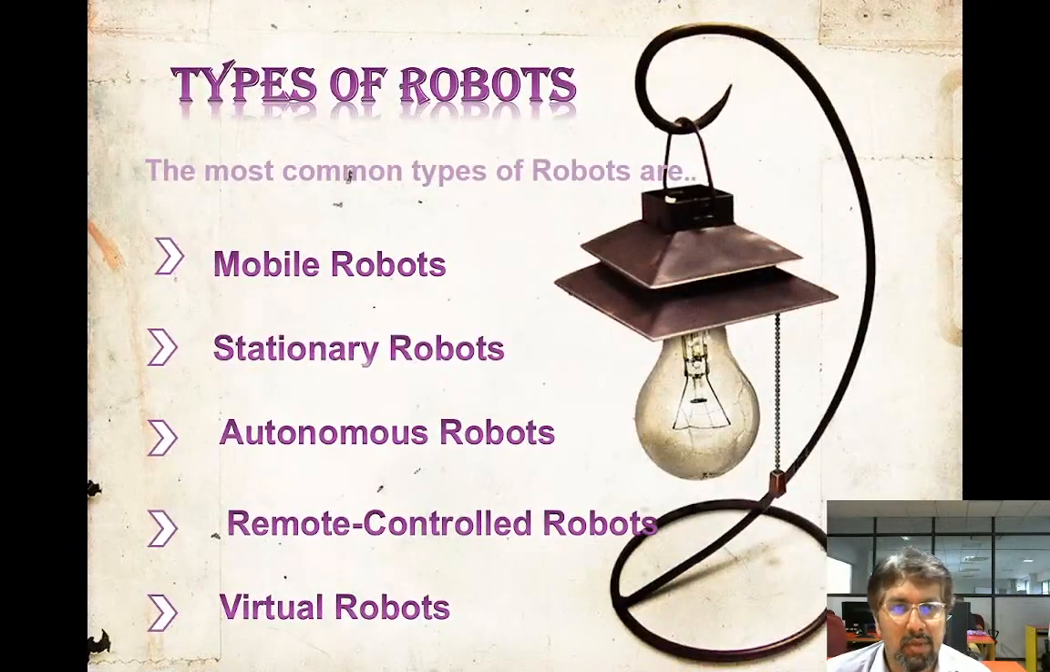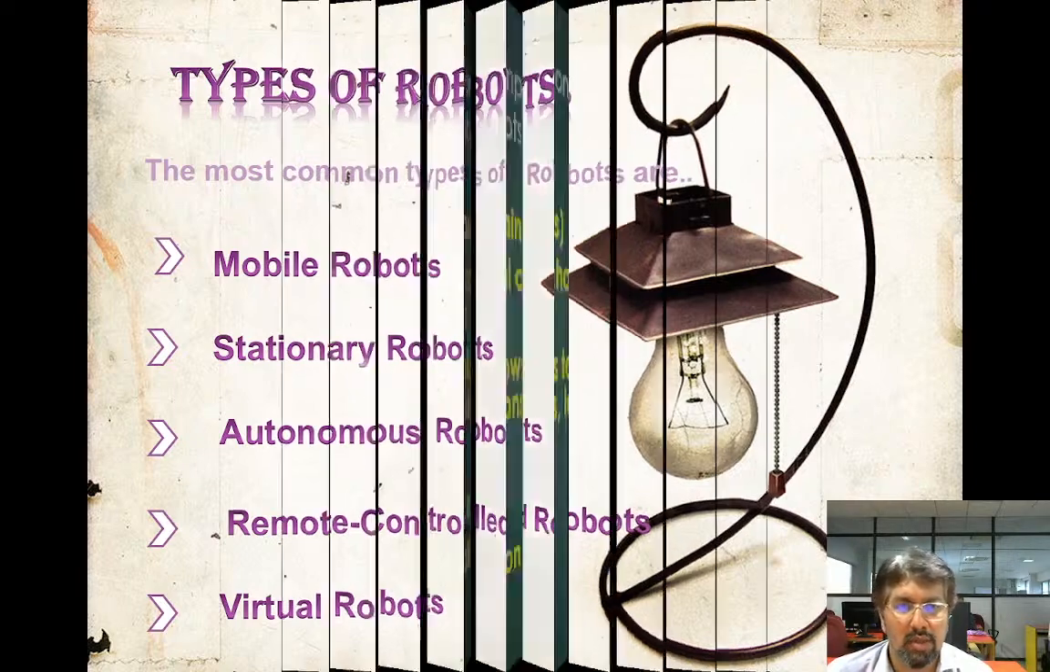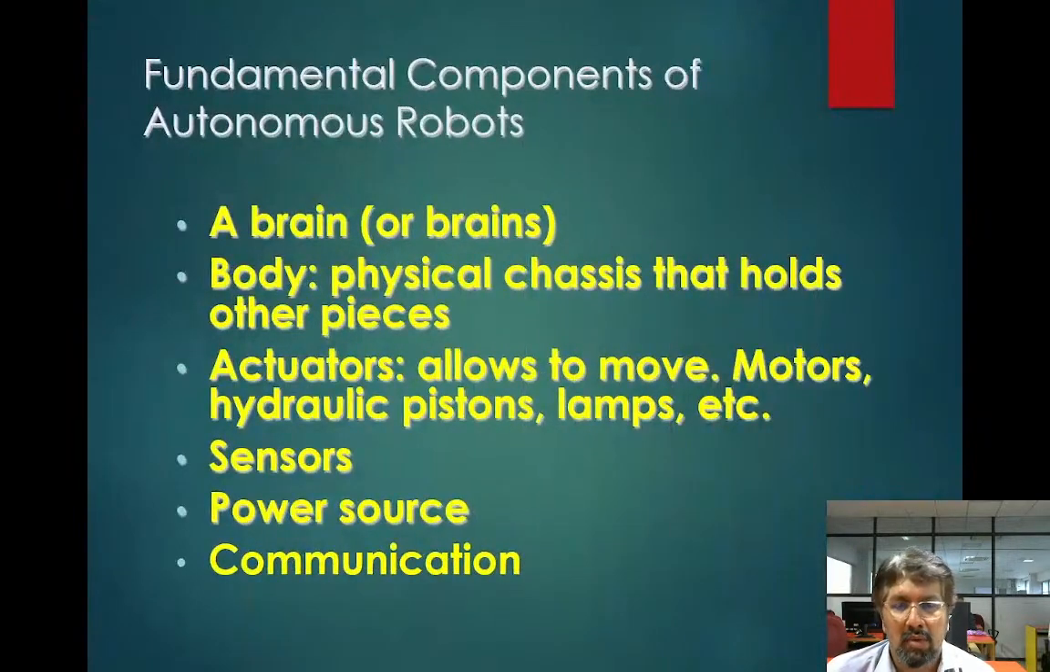There are different types of robots which are present. So they are categorized into different categories: mobile robots, stationary, autonomous robots, remote control robots, as well as virtual robots. So fundamental components of autonomous robots are: it has a brain, that means it can carry out tasks independent of human operation. The body, which includes the physical chassis that holds other pieces. Then actuators, which allow the robot to move. So these are typically motors, hydraulic pistons. Then there are sensors due to which the robot is operational. Then power source, and finally it communicates. So communication.